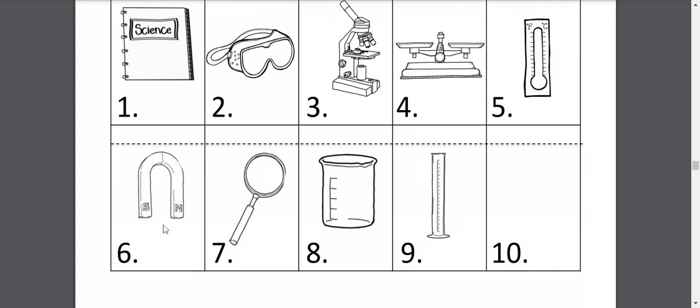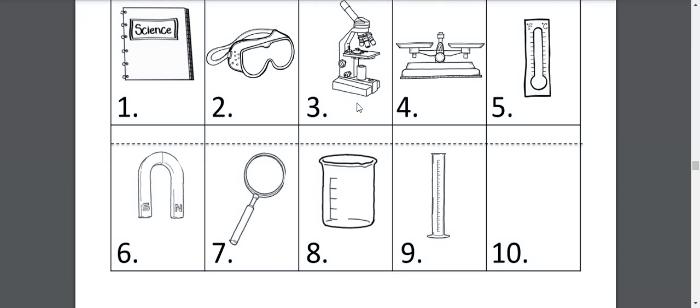Let's move to number 6. That is a science tool. What is that name, and what does it do? Hopefully you got it. It is a magnet, and it picks up certain objects specifically made out of iron. We will not use magnets this year.